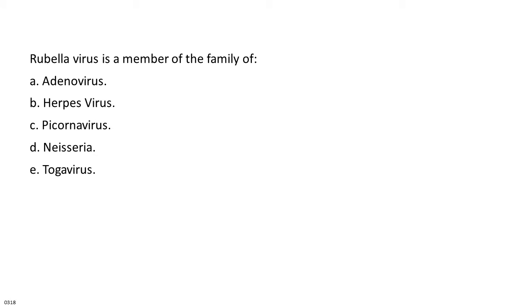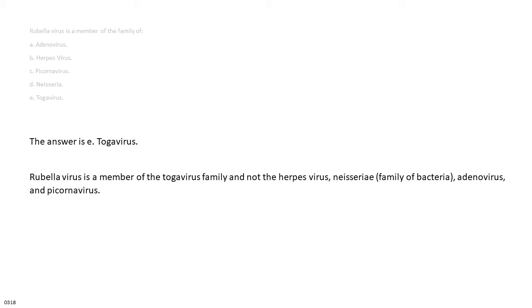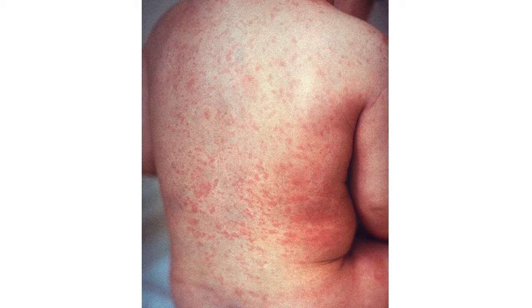Rubella virus is a member of the family of A. Adenovirus. B. Herpes virus. C. Picornavirus. D. Neisseria. E. Toga virus. The answer is E. Toga virus. Rubella virus is a member of the Toga virus family and not the herpes virus, Neisseria, family of bacteria, adenovirus, and picornavirus.